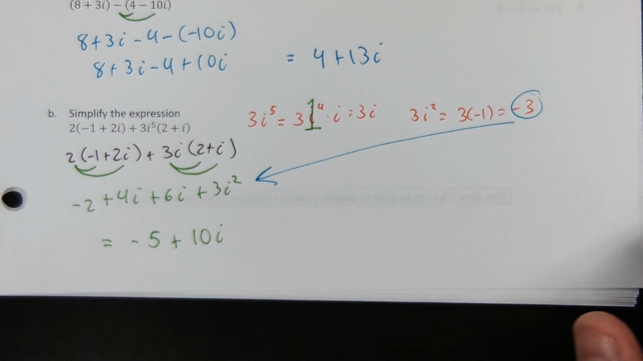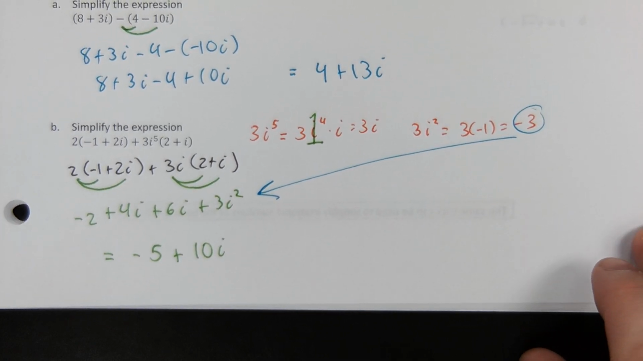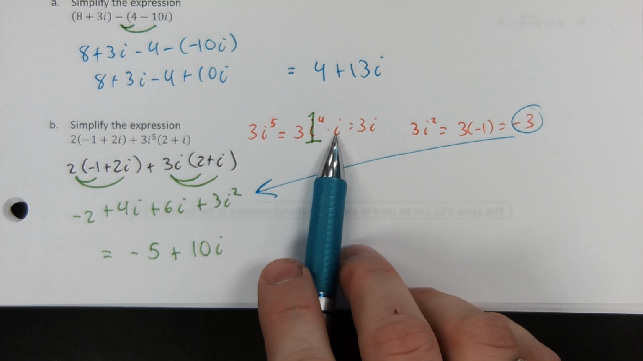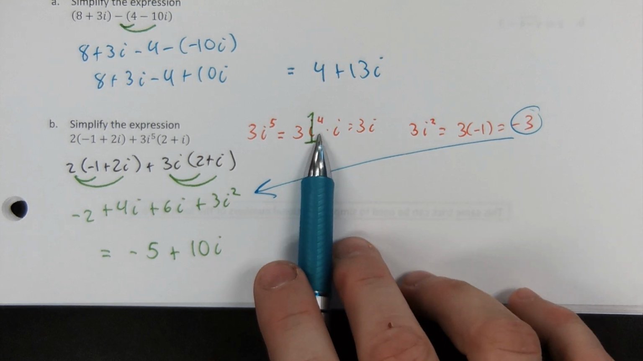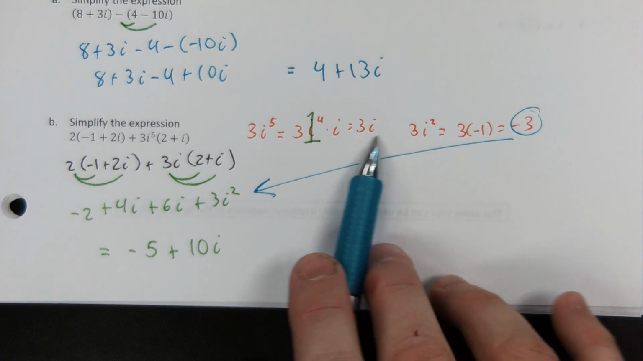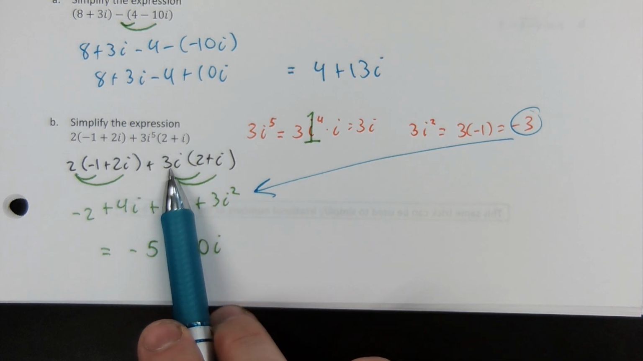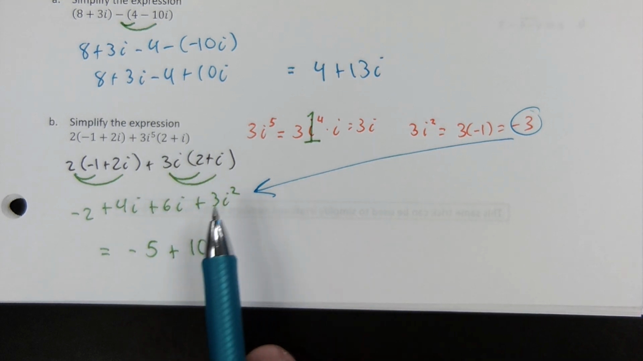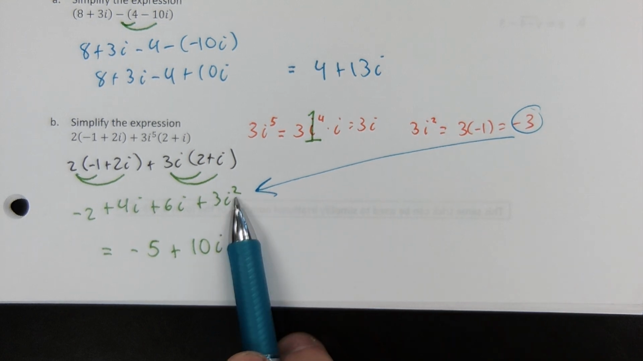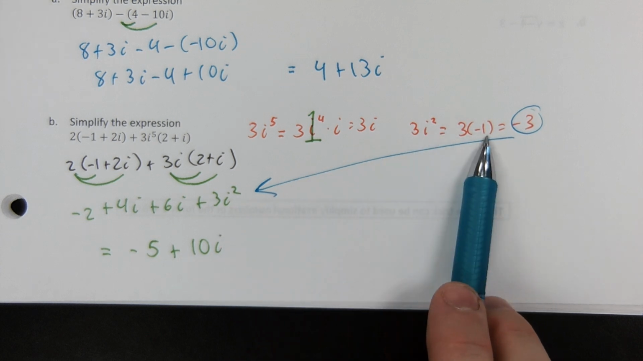Yes, David. I'm so confused where you put the 3i, where you put the 5 on top of the 3i. 3i to the 5th is 3i to the 4th times i. i to the 4th is 1. 3 times 1 is 3. 3 times i is 3i. So I replaced 3i to the 5th with 3i because I simplified it. Just like right here, I simplified 3 times negative 1 to be negative 3. Yes? i squared is negative 1. Okay.